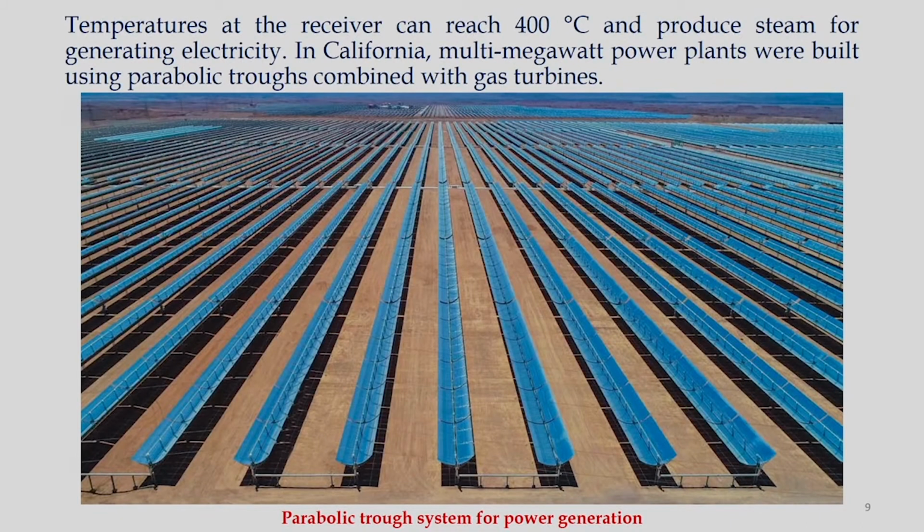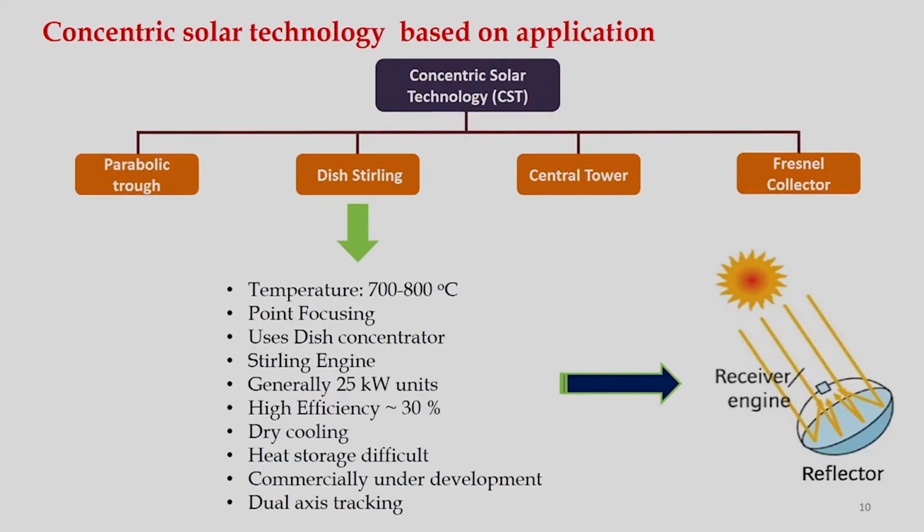So, this picture shows the installation of a parabolic trough system for power generation. As you can see, it has a flat surface and you see how these troughs are installed. Okay. So we can generate the fluid temperature at about 400 degrees C. So that will produce steam, and then we can generate electricity. Now come to the next technology called dish Stirling.